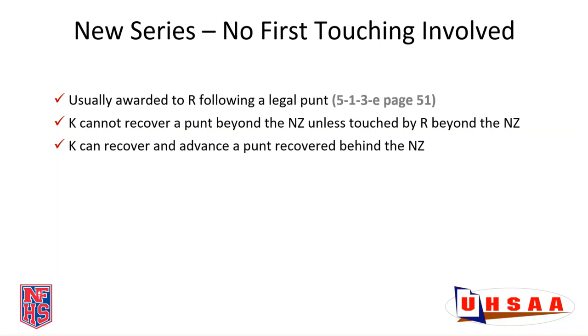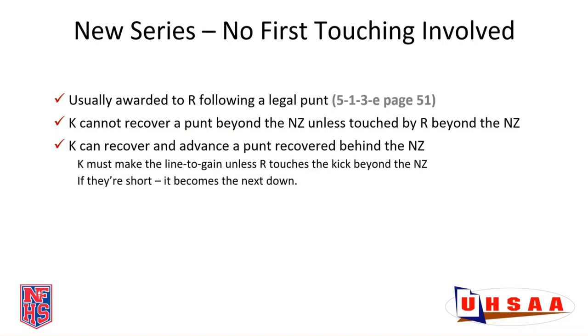So again, this is why wings, at least one of you needs to stay put until that punt has crossed and will not return behind the neutral zone. But if K does recover and advance a punt that they've recovered behind their neutral zone, they must make the line to gain unless R touches the kick beyond the neutral zone. And if they're short, it will become the next down. So if K advances a punt that has not been touched by R and they're short of the line to gain, it will become the next down.